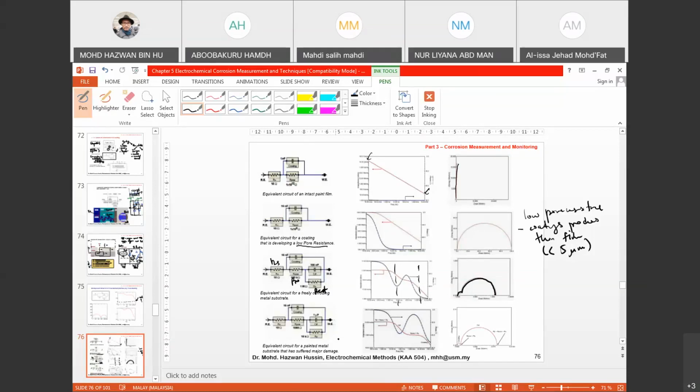So the design is almost the same, but you can notice from the Bode plot that the capacitance loop over here is more complete as compared to here. Here it is slightly skewed. In fact, this one is also almost complete. So this tells you that when you have an almost complete capacitance loop, the coating has suffered major damage. Okay, so just a tip.